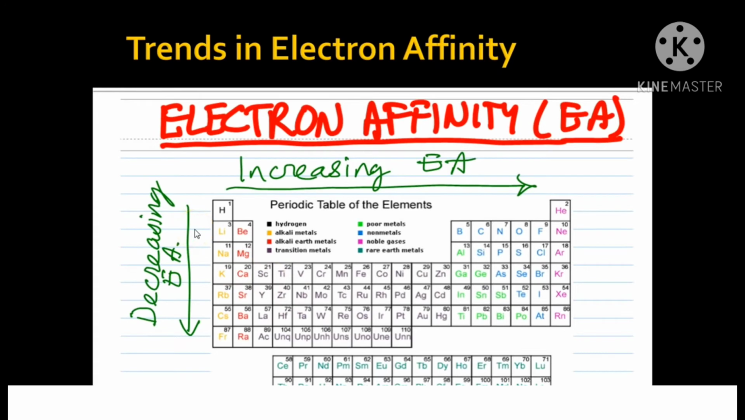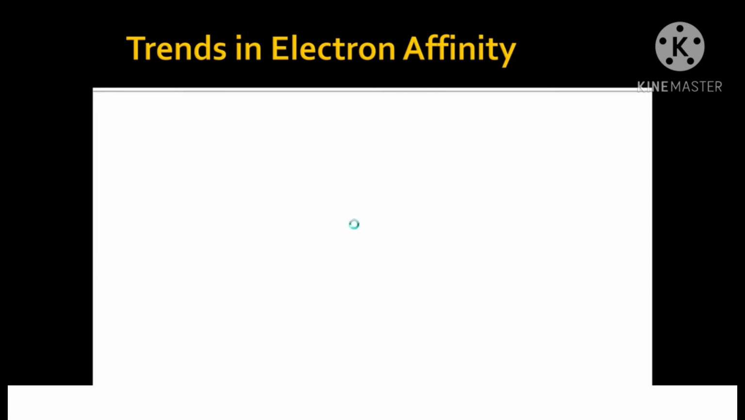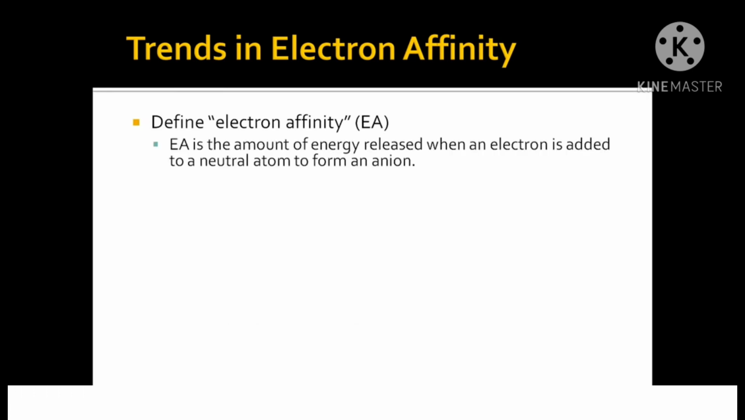Electron affinity. This is the ability to add an electron to a neutral atom and the amount of energy released from that. The electron affinity increases going across a row, and as you go down a column, you decrease in electron affinity. And so let's define electron affinity. Electron affinity is the amount of energy released when an electron is added to a neutral atom to form an anion. In effect, really, it's the opposite of ionization energy.